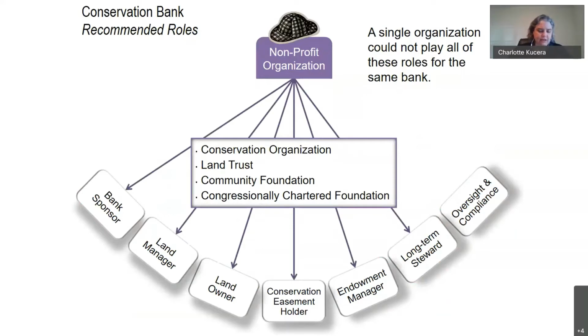And the role that nonprofit organizations most commonly fulfill in Fish and Wildlife Service conservation banks is that they are the conservation easement holder. So that would be a typical role for a nonprofit organization.